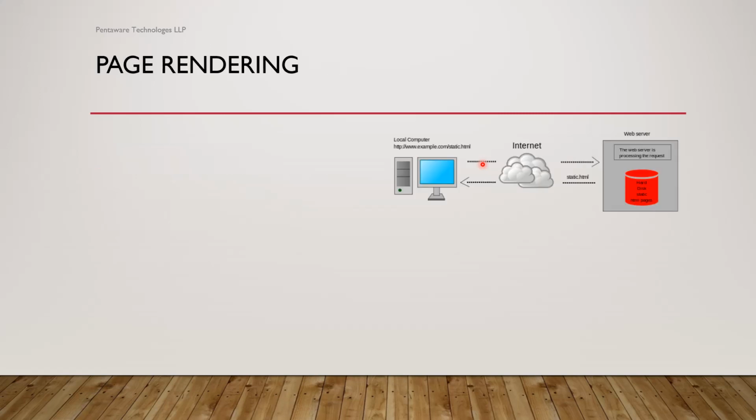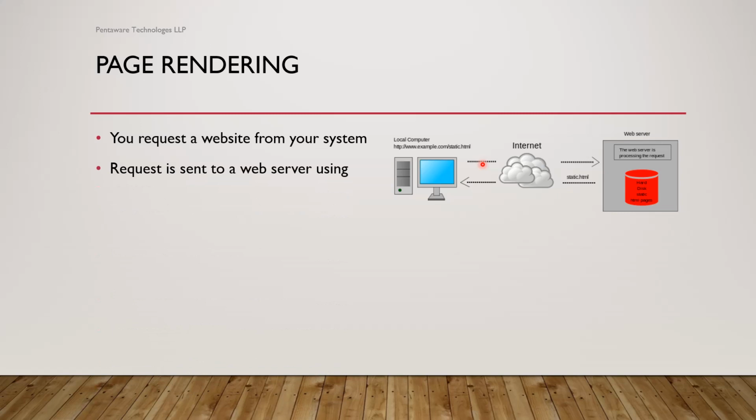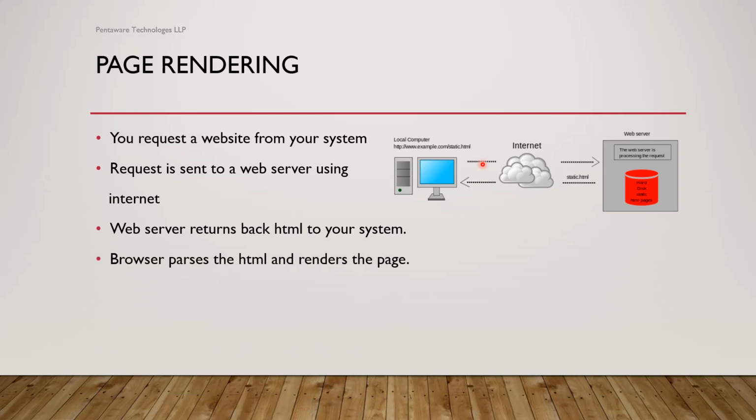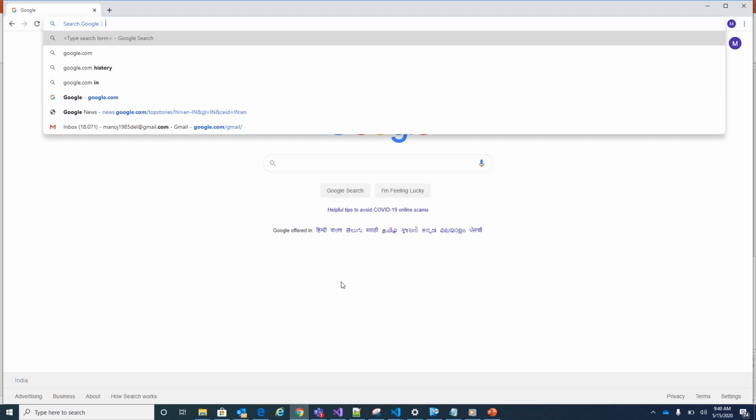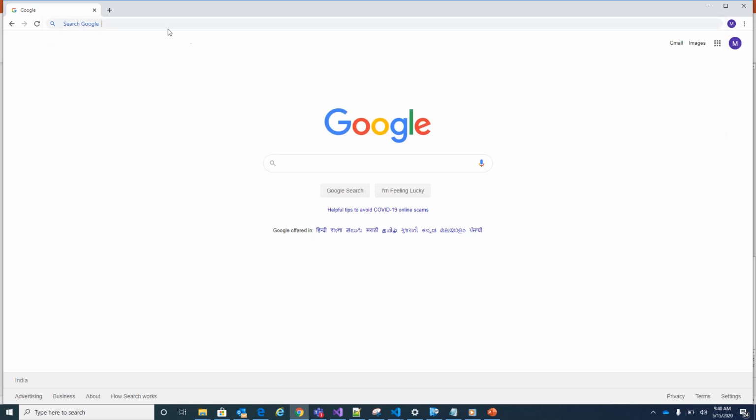So what is page rendering? Page rendering is you request a website from your system, then request is sent to the web server using internet, then web server returns back HTML to your system. Then browser parses the HTML and renders your page. Let us understand that by an example.